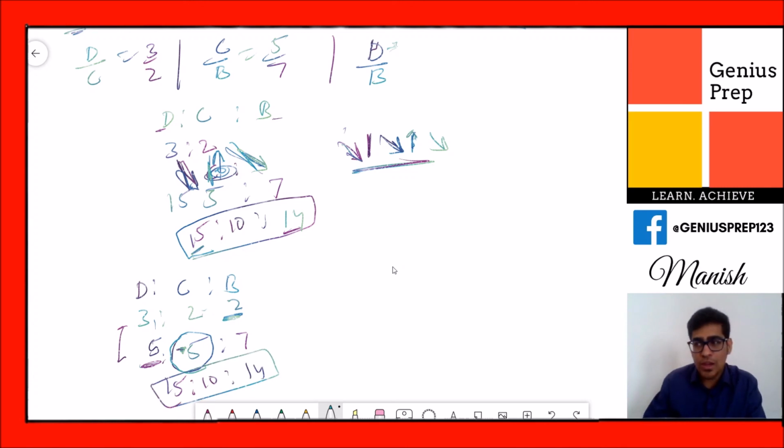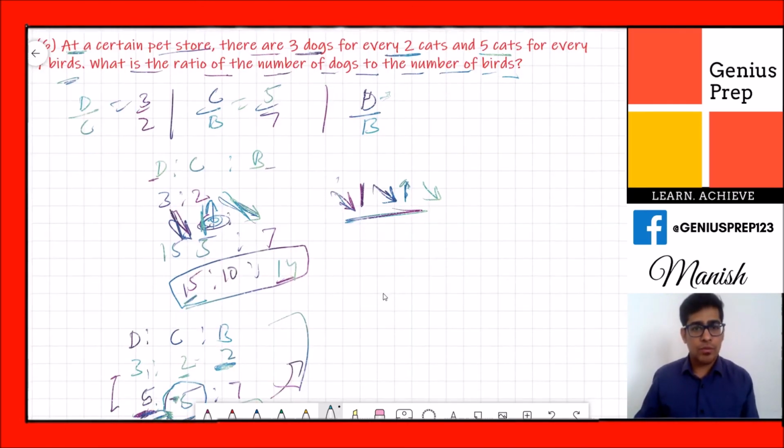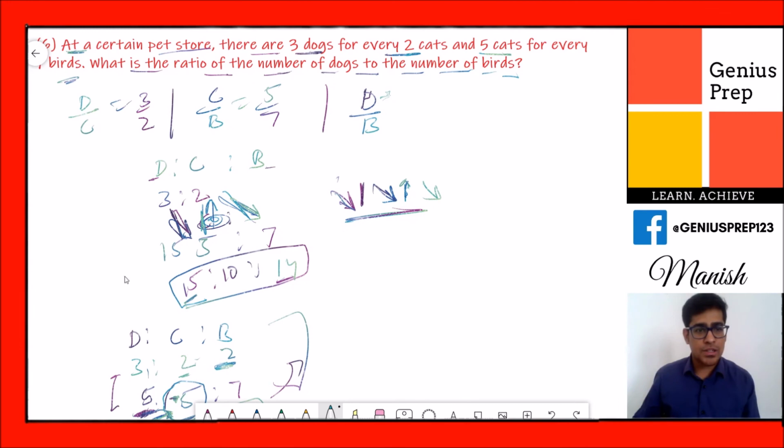I hope you get what we did. You need to write the number which is the neighbor of this number. What is the neighbor of this number? It is 5. What is the neighbor of this number? It is 2. So there are two ways you can solve it. You can do it in your own way, whichever method you understand better.